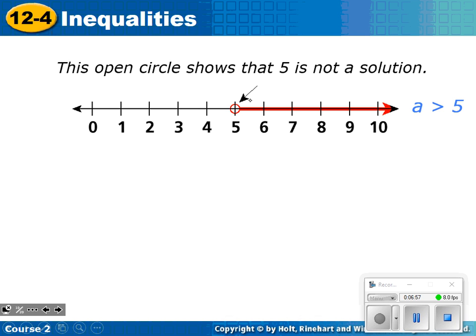You can draw it out on the number line. Couple of things to remember.